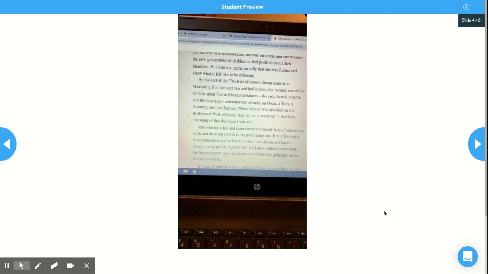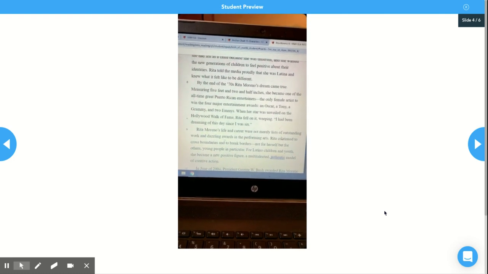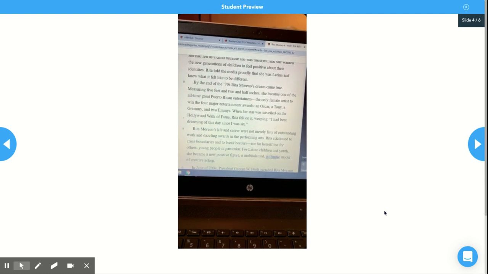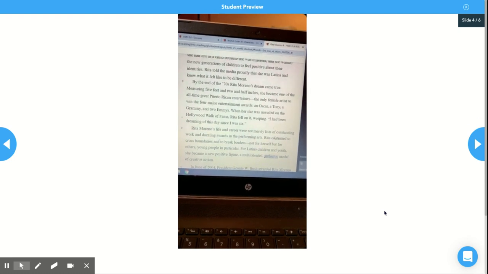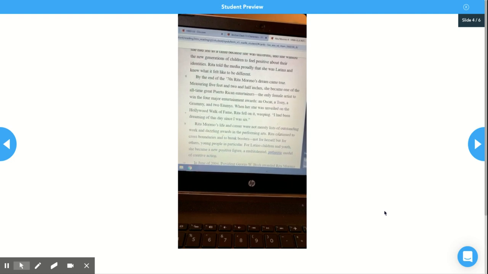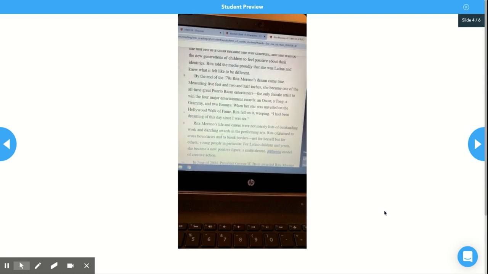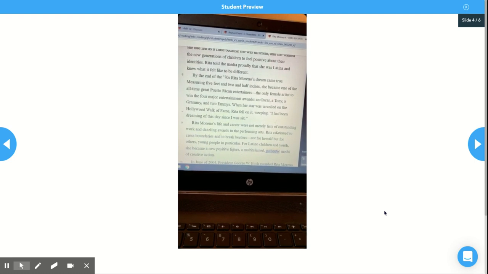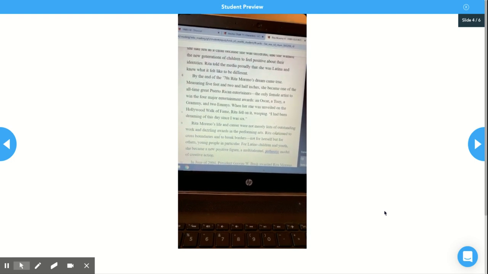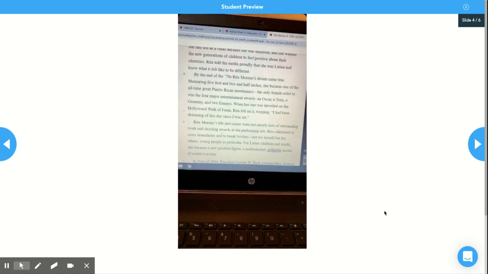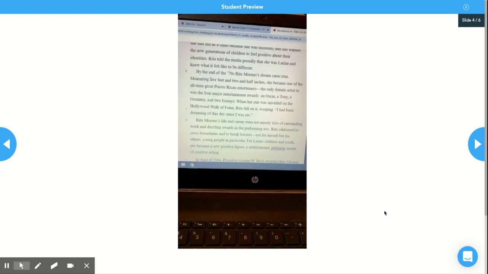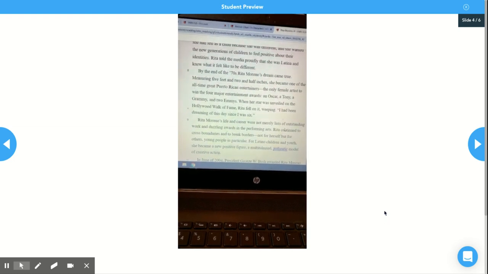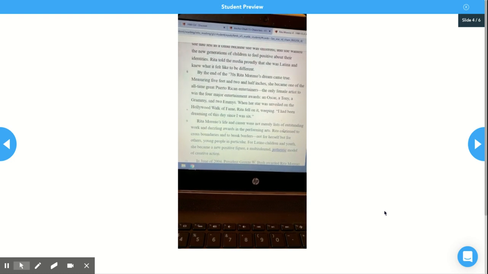By the end of the 70s, Rita Moreno's dream came true. Measuring 5 feet and 2.5 inches, she became one of the all-time great Puerto Rican entertainers. The only female artist to win the 4 major entertainment awards, an Oscar, a Tony, a Grammy, and 2 Emmys. When her star was unveiled on the Hollywood Walk of Fame, Rita fell on it weeping. I had been dreaming of this day since I was 6.